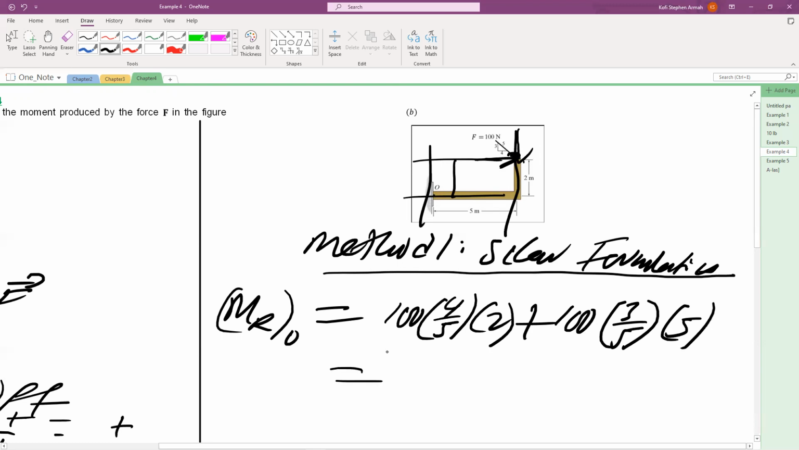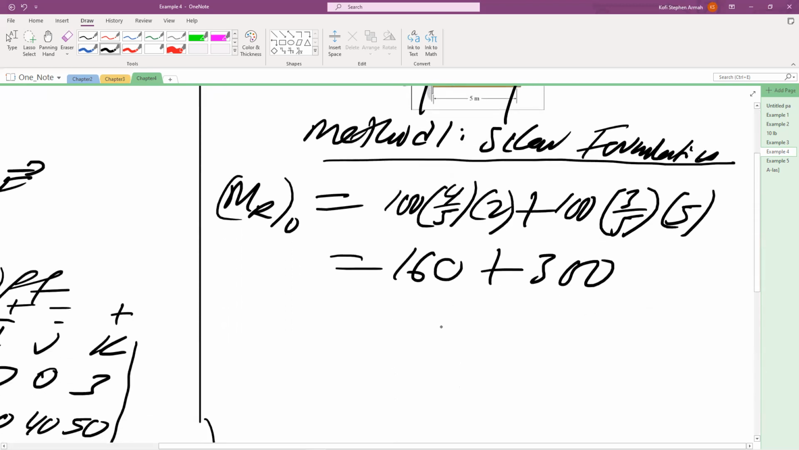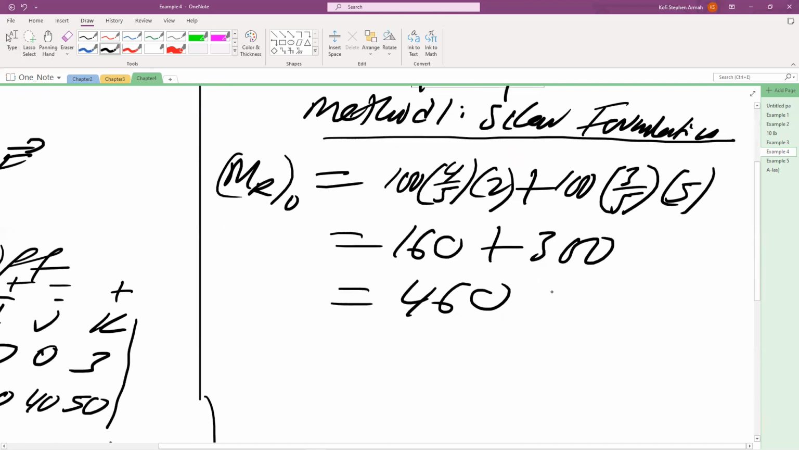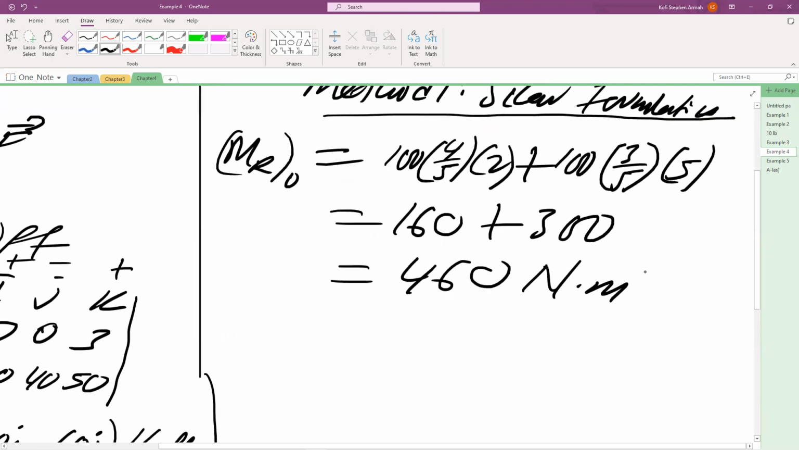Let me quickly do this. I think we can easily use our head here. 5 goes into 100, 20 times. So 20 times 4 times 2, that is 160. Straightforward. Add, 5 goes into 100, 20. So we now have 20 times 3 times 5, and that is 300. And this answer is equal to 460. And let's take the unit. It's newton meters.